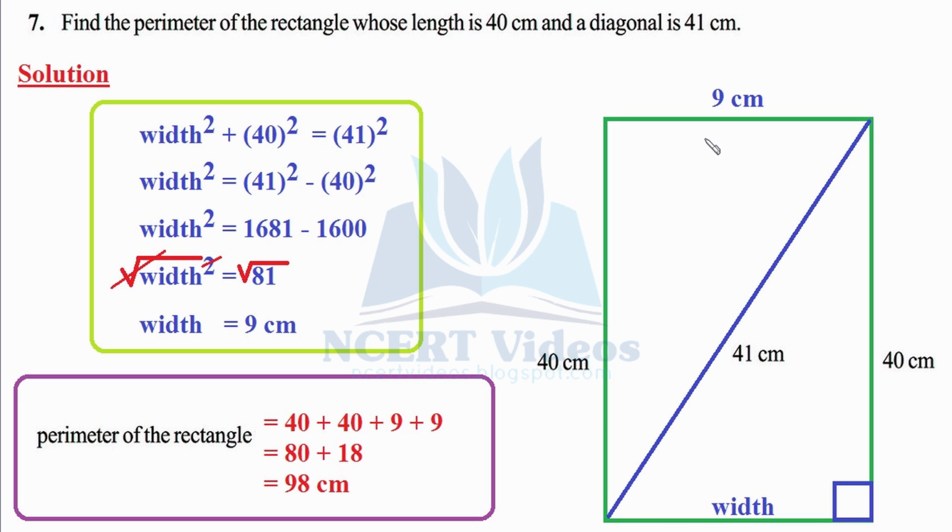So now you just have to add all the sides, all the 4 sides. That is 40, 40 plus 9 plus 9. 40, 40, 80, 9 to the 18, 8 plus 1, 9, 8 plus 0, 8. So 98 centimeter is your required perimeter of the rectangle. That is your 7th question. Question 8.